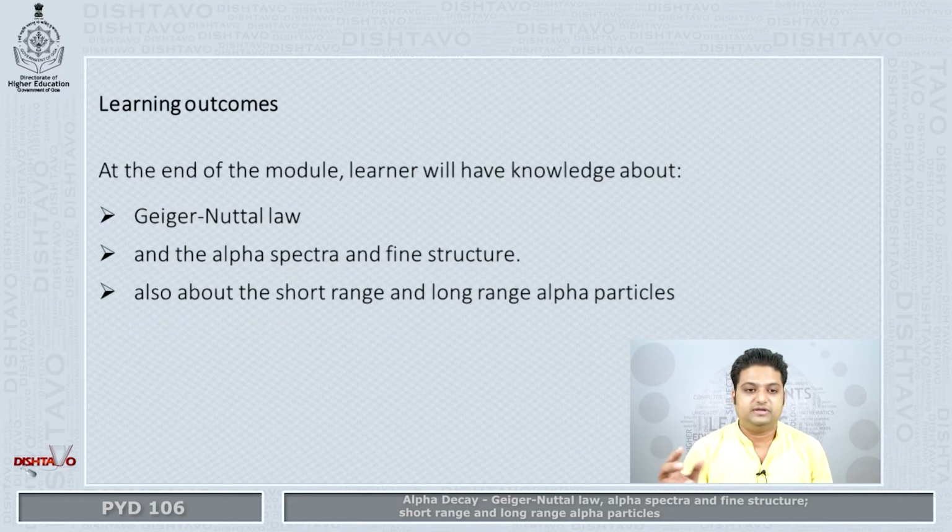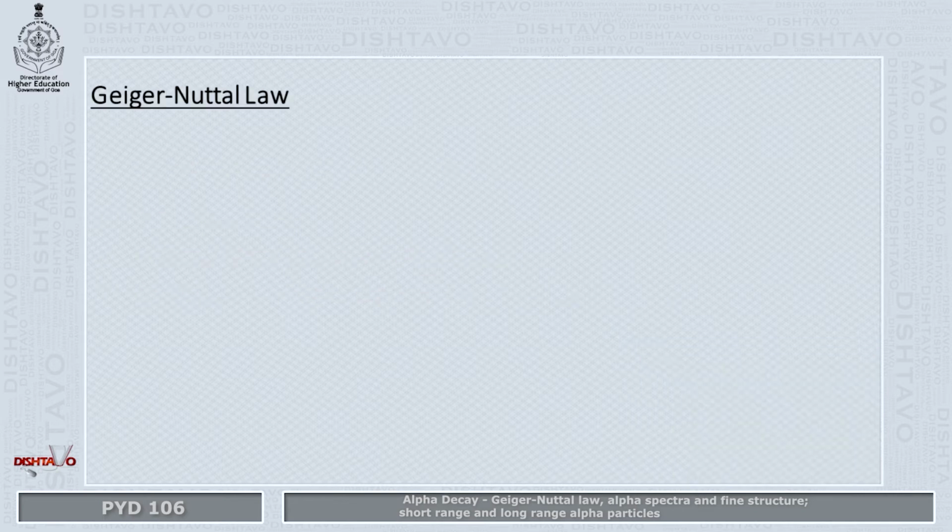At the end of this module you are expected to understand and know a lot about Geiger-Nuttal law, at least the basics of it, and the alpha spectra and the fine spectra, what they mean, what they are, how they exist, and also the difference between the short range and the long range alpha particles. So to begin with, let's start with Geiger-Nuttal law.